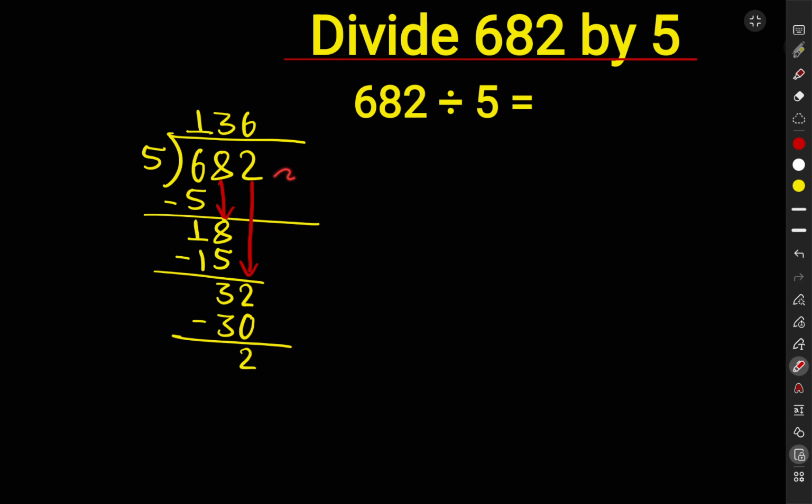So now we have no other number to put down. So we put a decimal here, so that we can put 0. So it is 20 and 5 times 4 is 20. On subtracting we get 0.